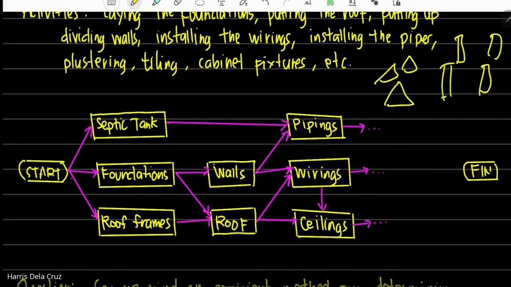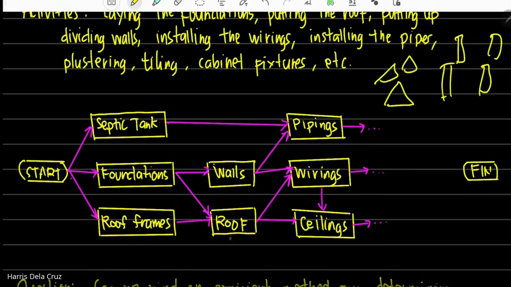Yan. Okay? So hanggat wala yan, hindi mo pwedeng gawin yung walls. Hindi pwedeng mag-e-erect ka ng walls nang wala yung foundations. So kailangan mauna yung foundations. Hindi mo rin pwedeng gawin yung roof. Yan. So, dependent yung paggawa ng walls tsaka ng roof doon sa foundation. So, ibig sabihin, kailangan matapos muna yung foundations bago mo gawin yung wall. So, yun yung ibig sabihin sa dependencies.